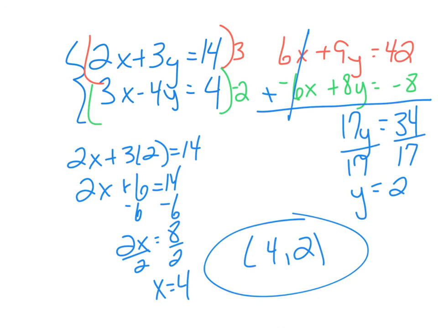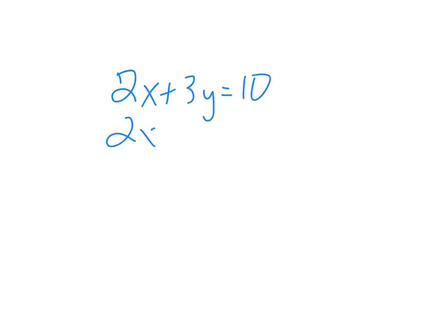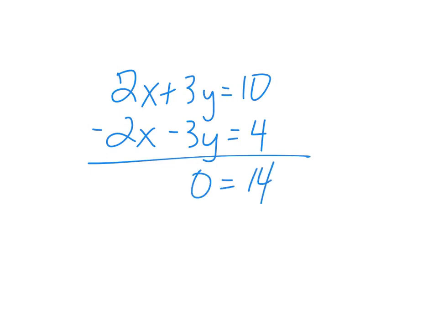Now, just one note here, I'm not going to do a whole problem like this, but the way that you would recognize a no solution or an infinitely many solutions. So, no solution would be if I had two equations, and when I add them together, I get something that is not true. So like if I add these together, I'm going to get 0 equals 14. That is not true. So that would be no solution. If I got something that was true, like 0 equals 0, then I would say infinitely many solutions.